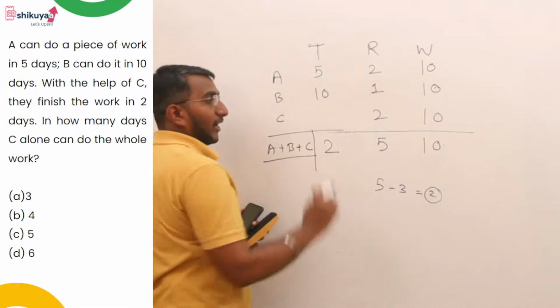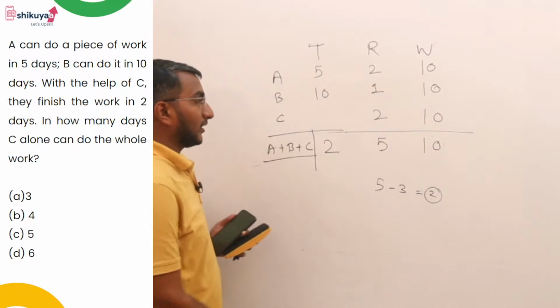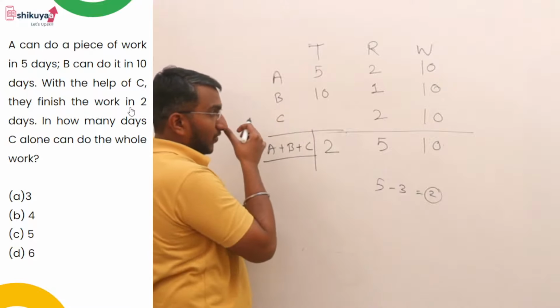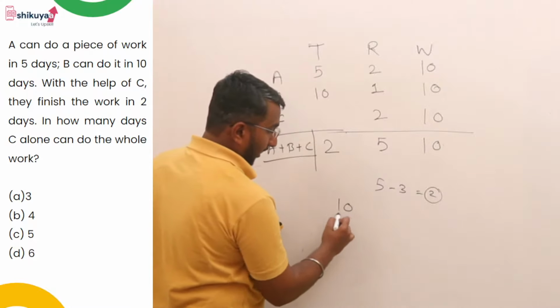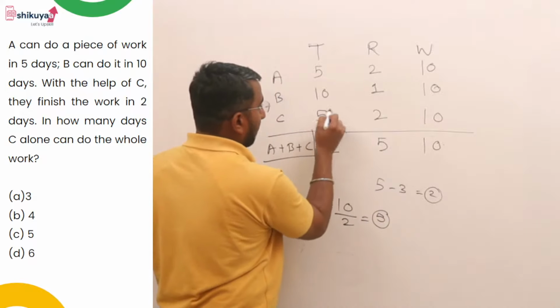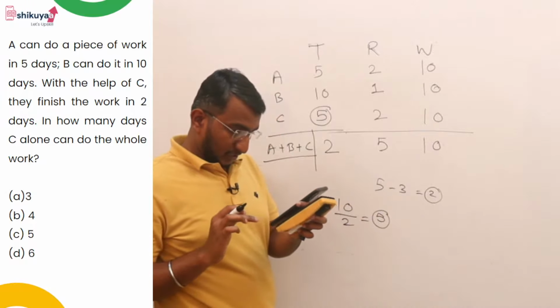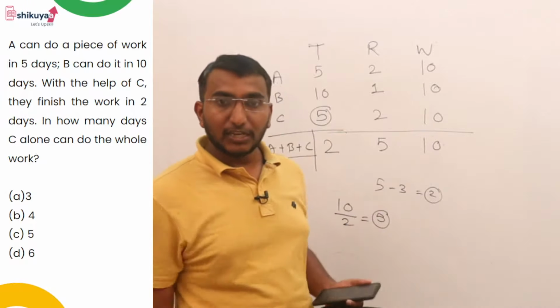So now I have the rate with which C is working, that is 2. So I have to just calculate the time of C, which comes to be 10 upon 2, which is 5 days. My answer would be 5 days, which is given in the options, I guess option C. So here is the answer.